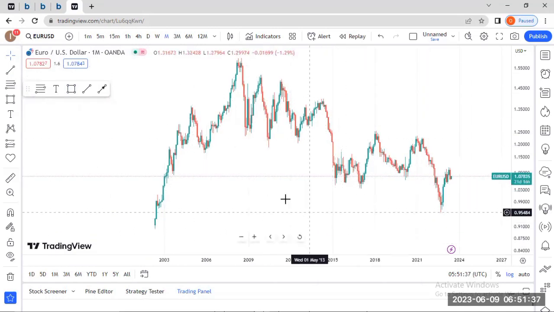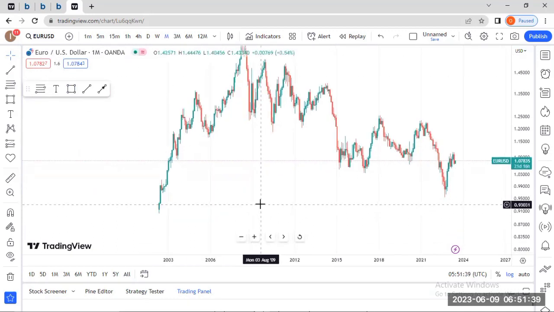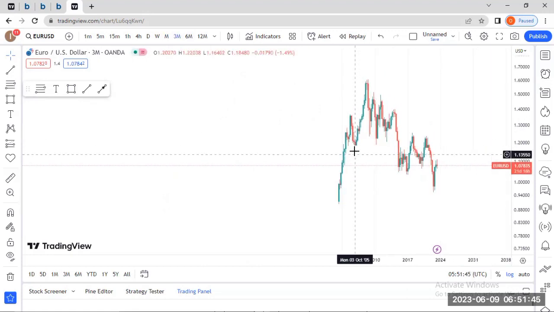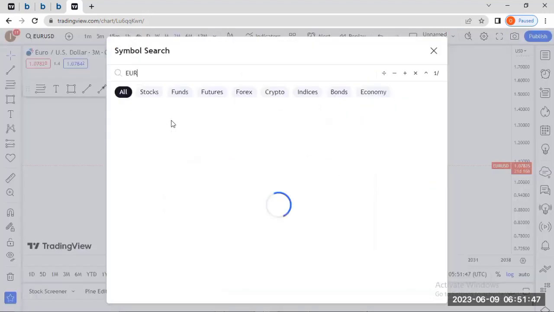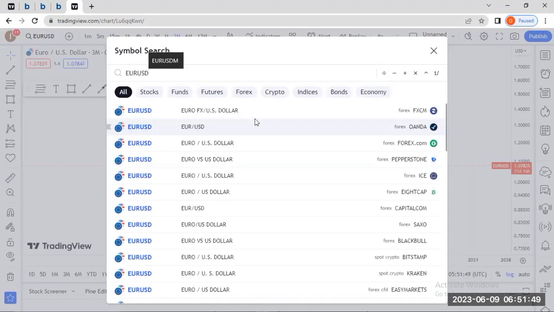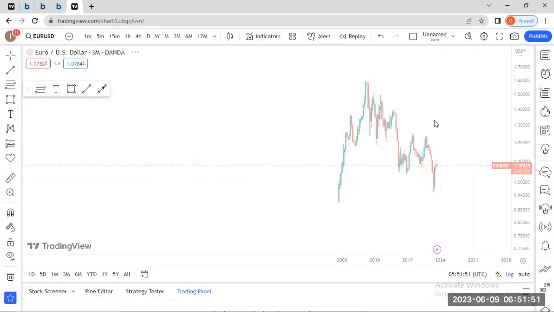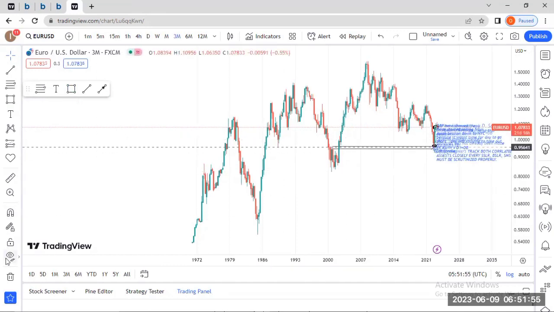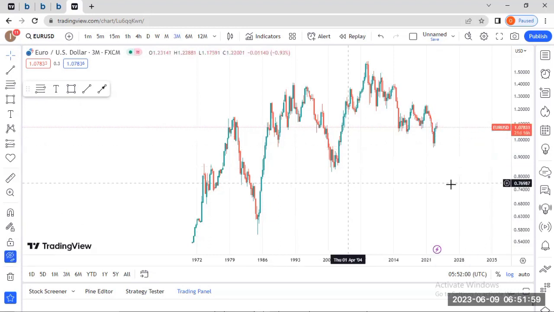if we just check the euro USD, we don't have much data like the, let me just check FXCM. FXCM usually produces a lot of data. Okay. So those are my backtesting stuff I do.